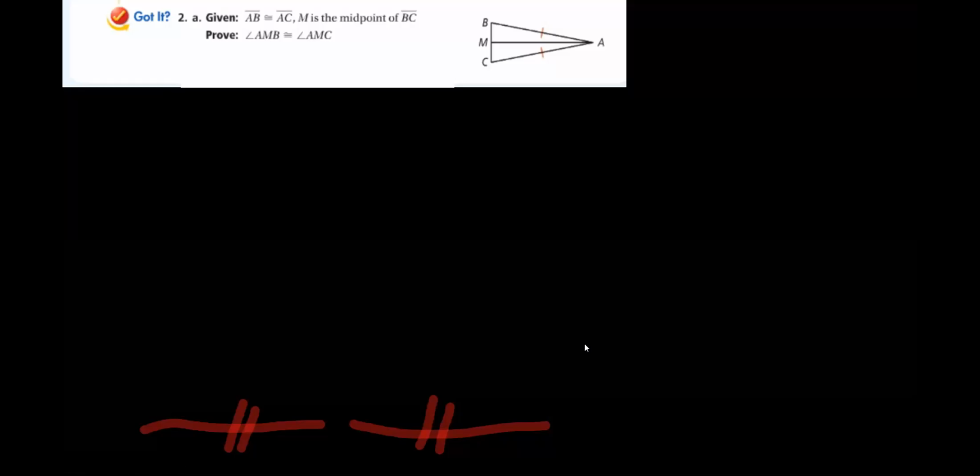Teacher, I have a question. So if we want to find if sides are congruent, we need to find first that the triangles are congruent.